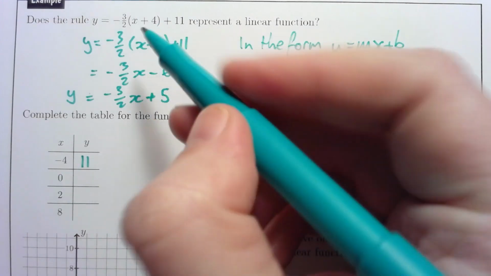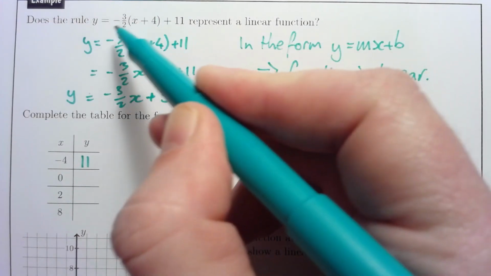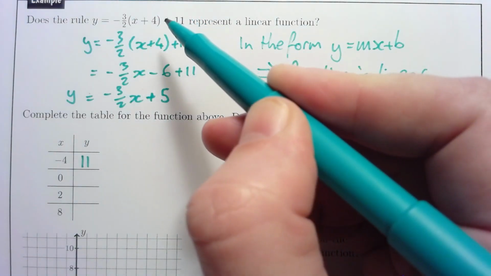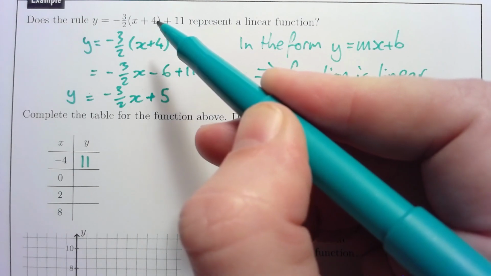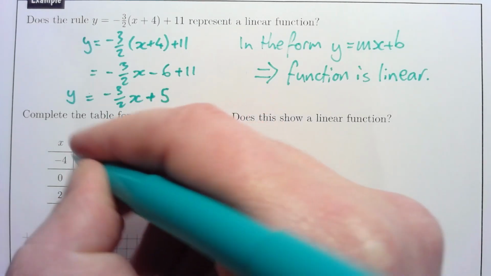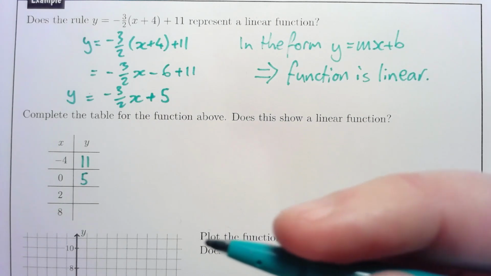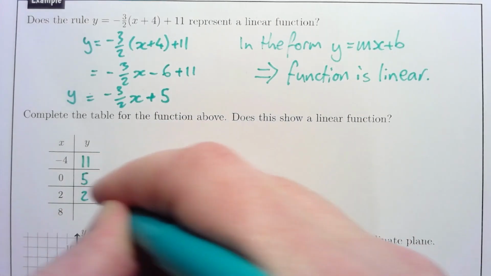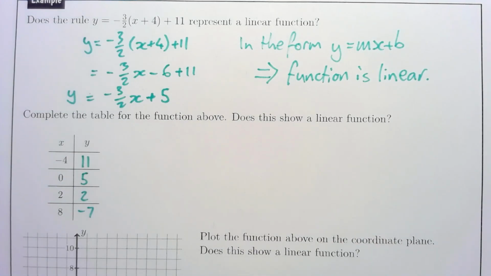If x is 0, we get 4 in the parentheses here. Negative 3 over 2 times 0 plus 4, negative 6 plus 11 is 5. Let's pretend we've gone through the work to evaluate for the other ones, but these are the results that we get. Now, we need to find our changes for this table.